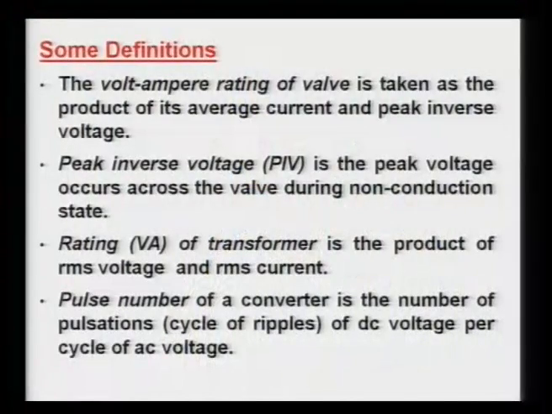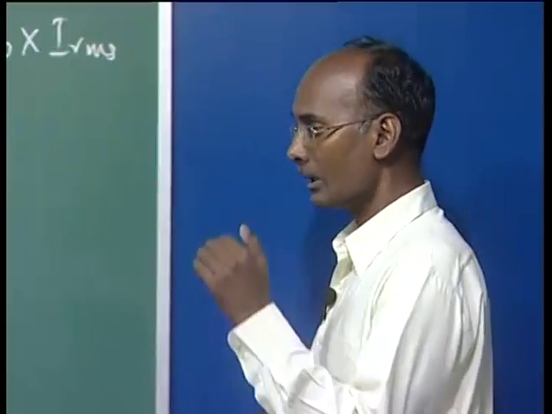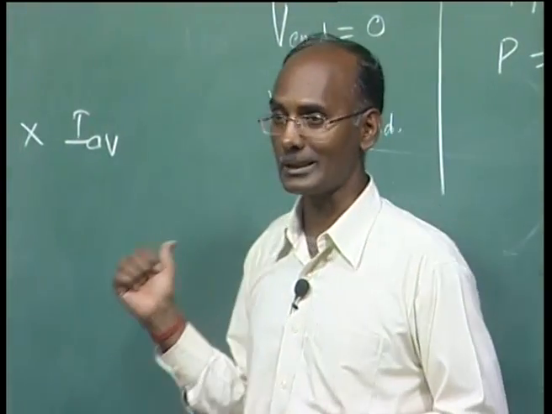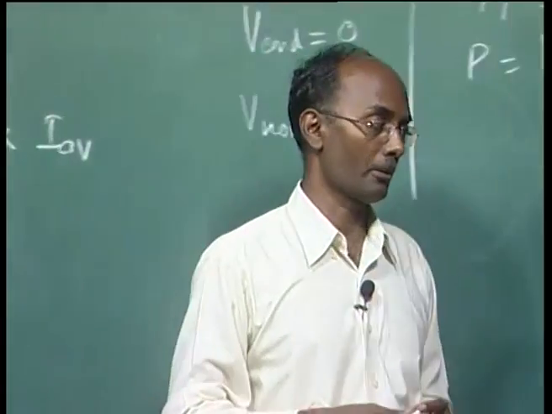Another term which will be continuously used is the pulse number. Normally it is denoted by small p, and the pulse number of a converter is the number of pulsations or ripples of the DC voltage per cycle of AC voltage. Means per cycle of AC voltage, how many pulses, ripples or pulsations are going to occur in the DC side voltage, and that is called the pulse number. Again, with examples we will see all the terminology.